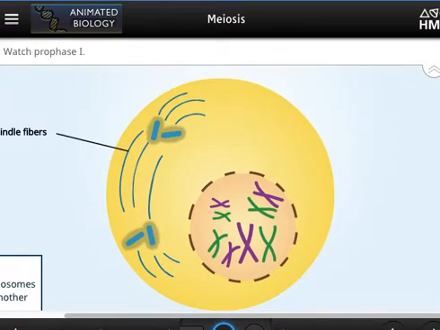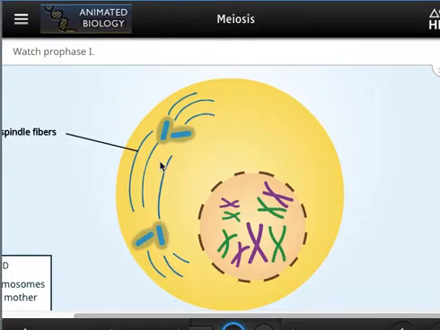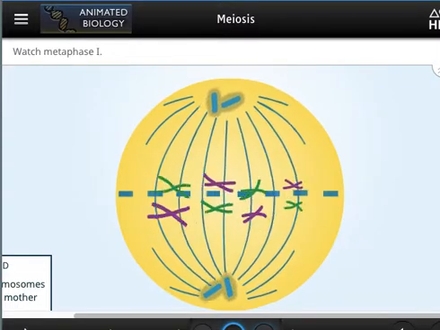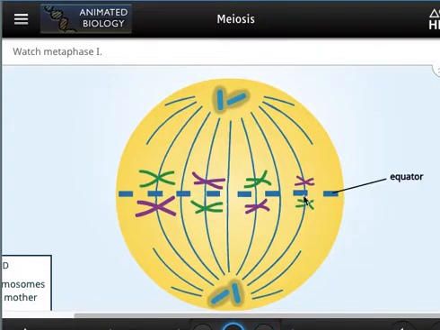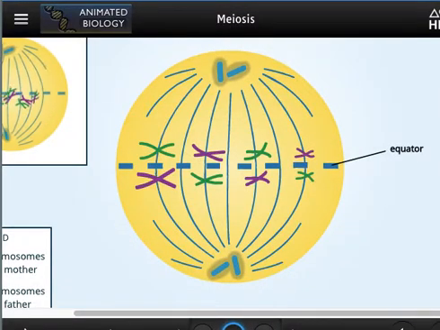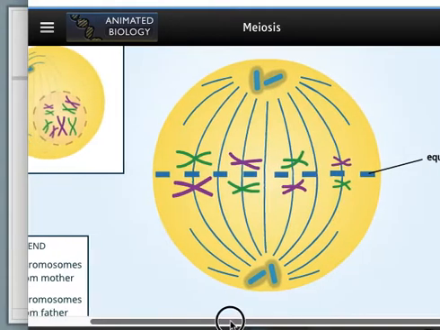So in prophase 1, the spindle fibers kind of get themselves organized, and then the nuclear membrane starts to break down. Metaphase 1, this looks a lot like mitosis, metaphase, middle. So the chromosomes line up along the middle or the equator. Then this is kind of cool. I'm going to pull this over so you can see the corner here.